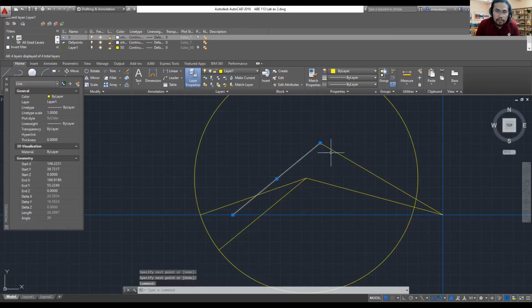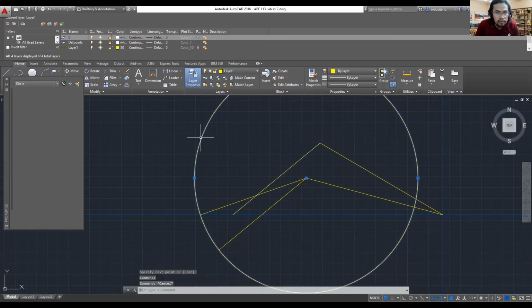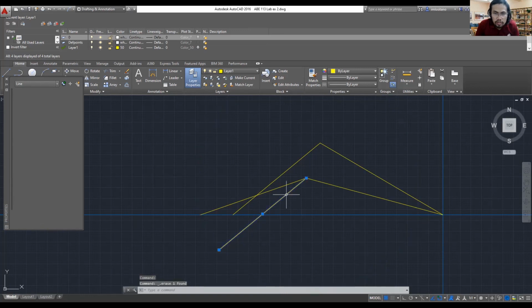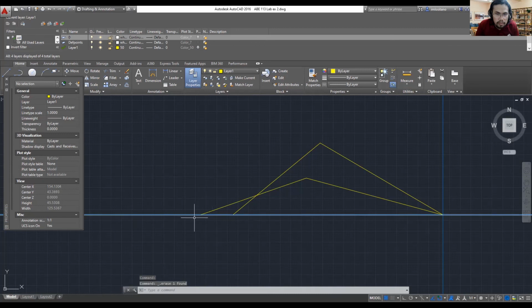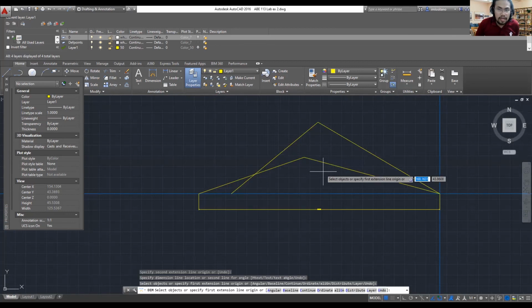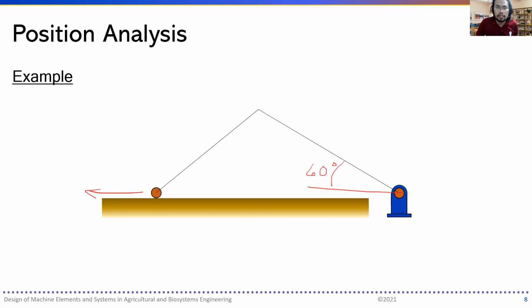So the new position, after removing the construction lines, the new position of the roller would be at this point. You can actually determine the dimension, the distance of that point, graphically. All right, so that is how to do position analysis. And in the next discussion, it's going to be about velocity and acceleration analysis.